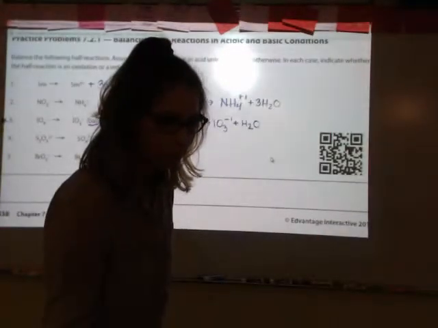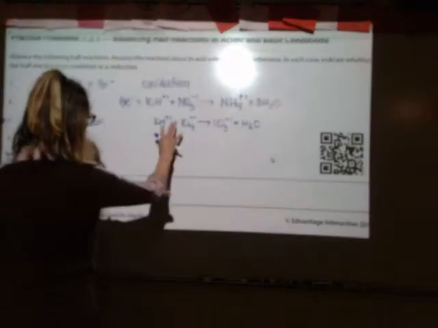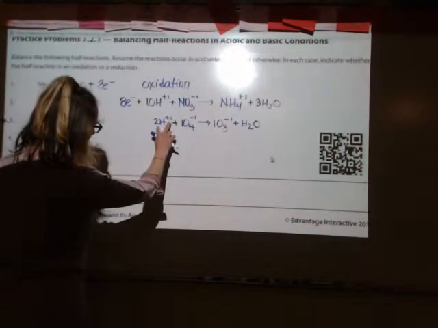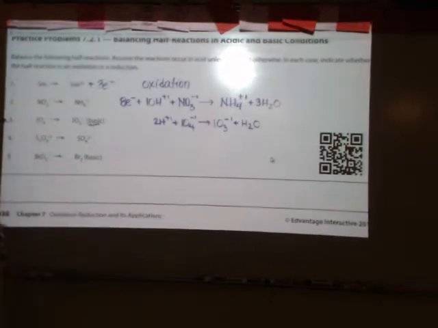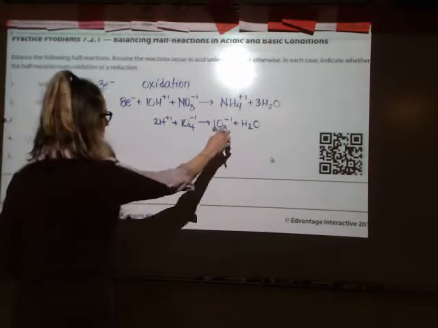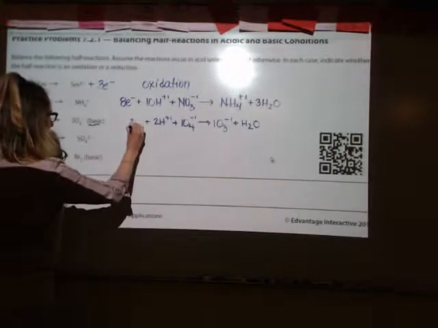Step 4, balance the charge by adding electrons. Overall, my charge on the left side is a plus 2 and a minus 1, which would give me a plus 1. Agreed? This is a minus 1. So how many electrons should I add? 2. So we're going to add 2 electrons here.